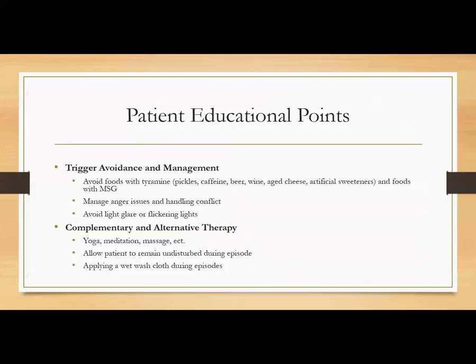For the patient themselves, for trigger avoidance and management, you want them to avoid foods with tyramine. So those are things like pickles, caffeine, so no Coke or anything like that, no coffee, beer, wine, aged cheese, artificial sweeteners, so making sure they're not having artificial sweeteners, and foods with MSG. You want to manage anger issues and handling conflict, and avoid light glare or flickering lights.